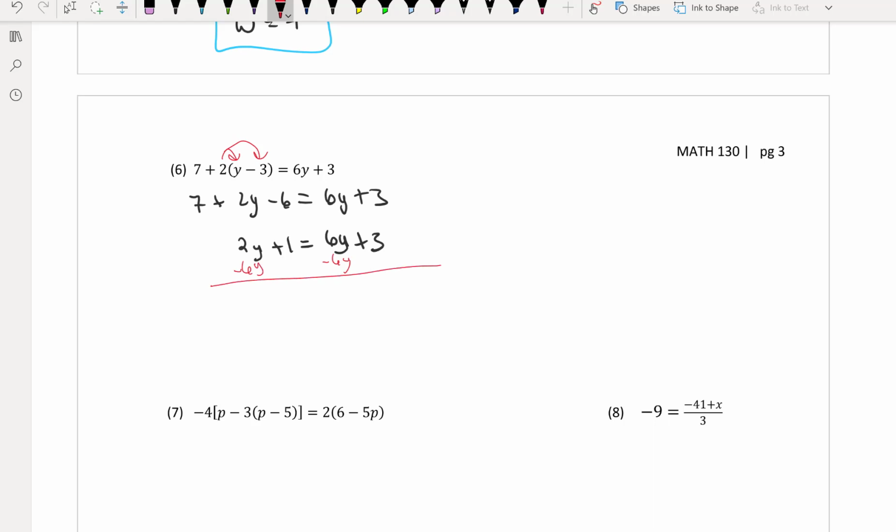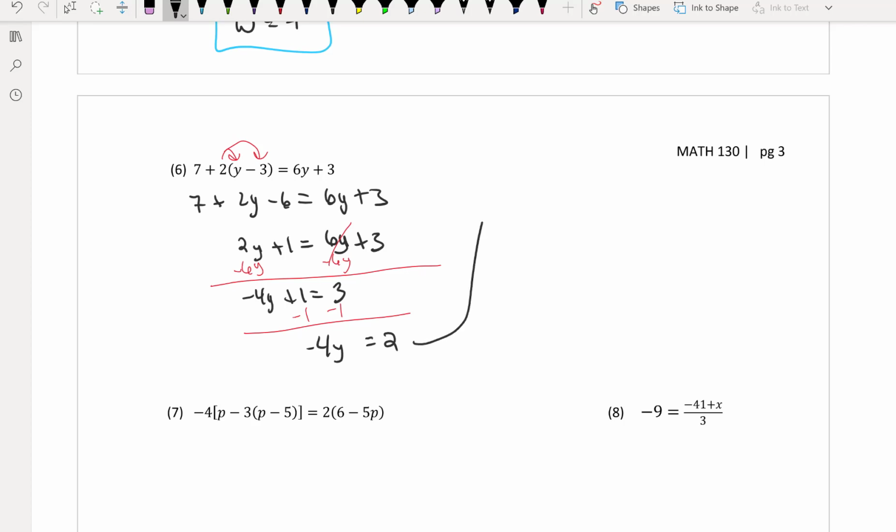So I'm subtracting the same amount on both sides. So it cancels the equation out. So then 2 minus 6 is going to give me a negative 4. And here, since they're opposites, they cancel each other out. And I have a positive 3. So now I can subtract 1 from both sides. So you have a negative 4y, and it's equal to 3 minus 1, which is a positive 2.